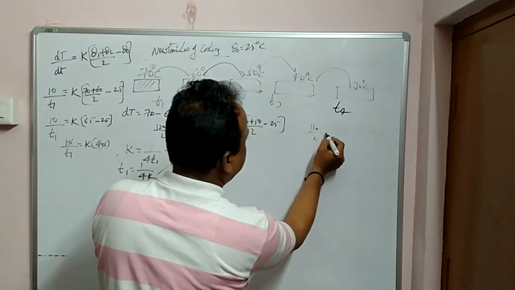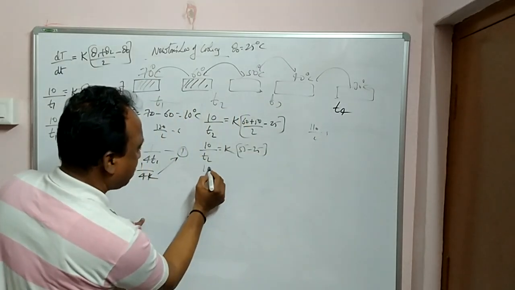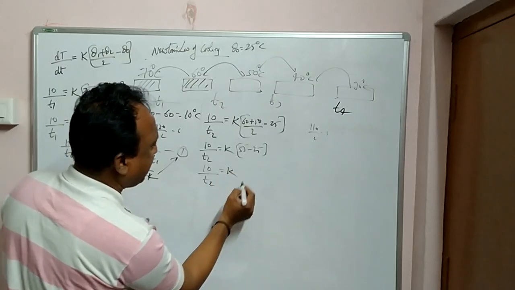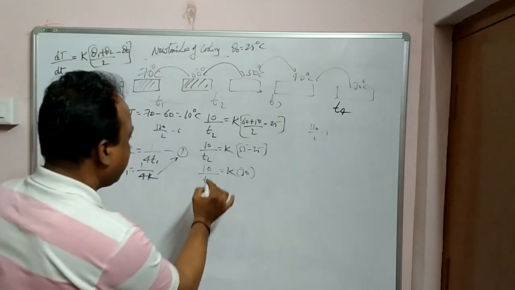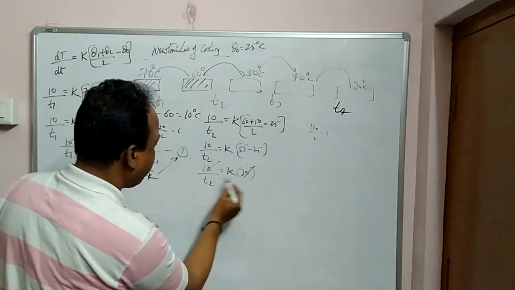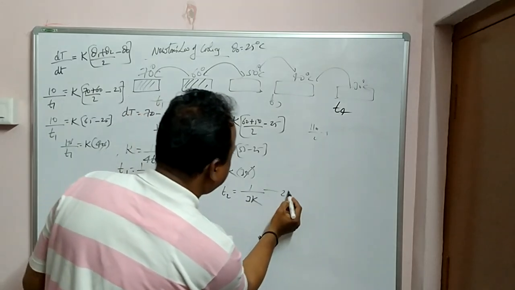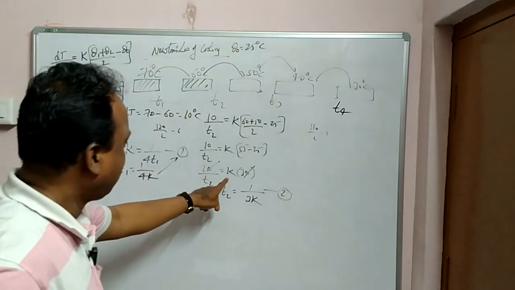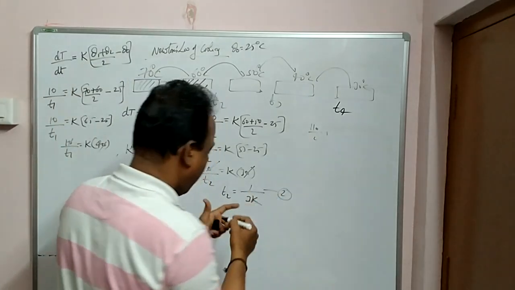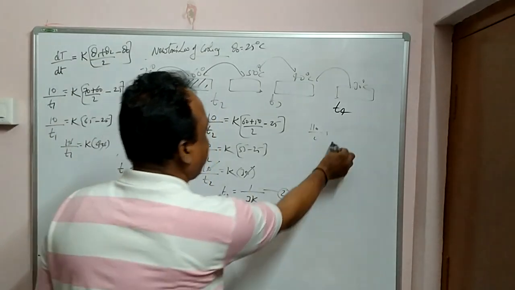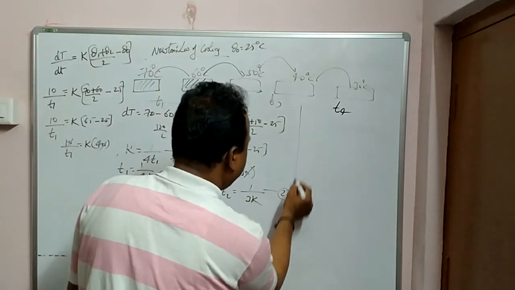110 by 2 is 55. So 55 minus 25. So 10 by T2 is equal to k into 30. The zeros cancel. Now again, what is T2 here? It is 1 by 3k, equation 2. See here, T2 is 1 by 3k. In the same way, solve for the last one and compare the values of time.